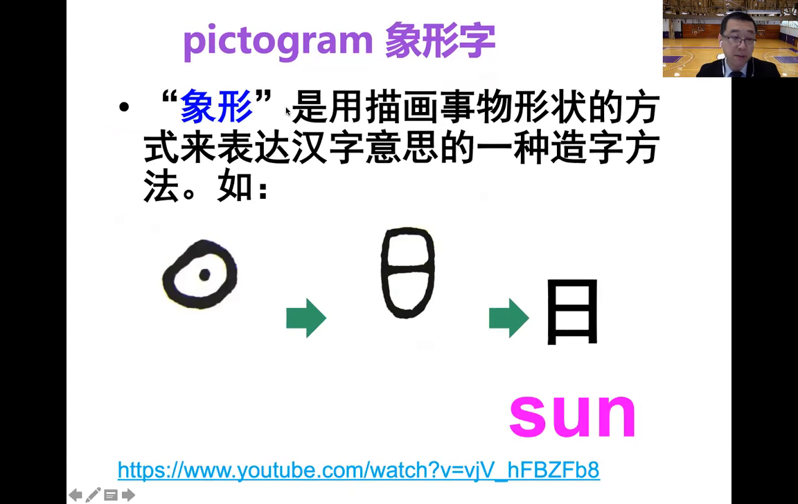So today we'll spend some time discussing the pictograms. We know that pictograms are from pictures, so a lot of times we are able to tell what a character is by how it looks like. For example, this is the sun. This is the sun. It's called 日.